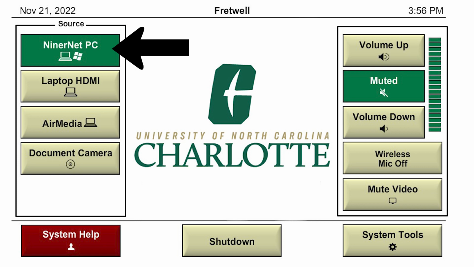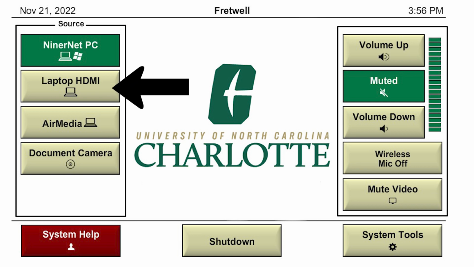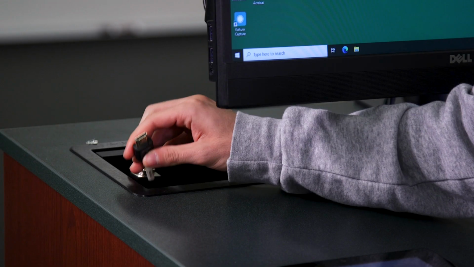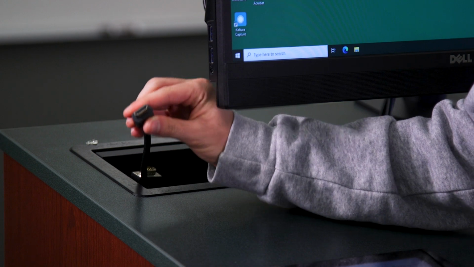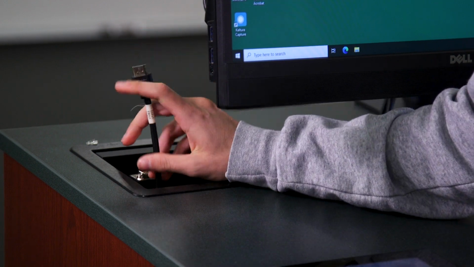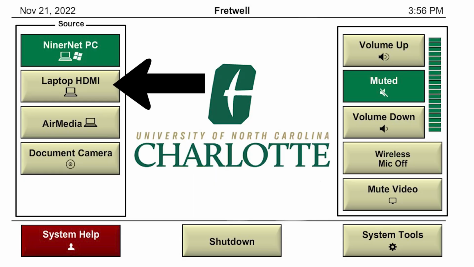NinerNet PC is the computer on the podium. If you click this button, it will show what is on this PC. Laptop HDMI is if you have a secondary laptop that has an HDMI port. You can plug the HDMI cord located on the podium into the laptop. Once you click the button, the displays will show what is on the laptop.